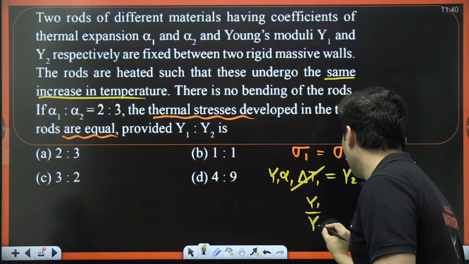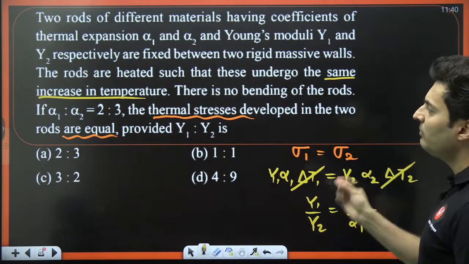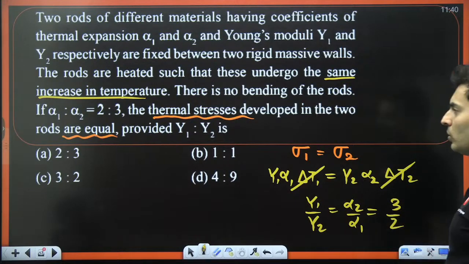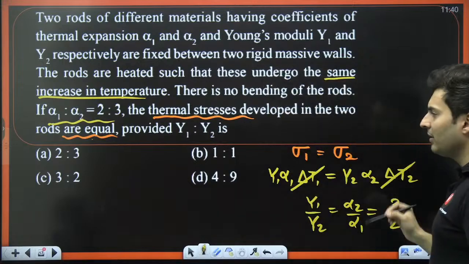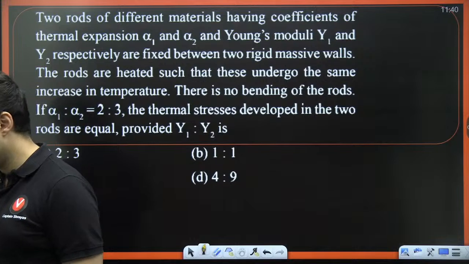So Y1 by Y2 will be alpha 2 by alpha 1. Alpha 1 by alpha 2 is 2:3, so the reverse, alpha 2 by alpha 1, will be 3:2. So 3:2 is option C. That is the correct answer.